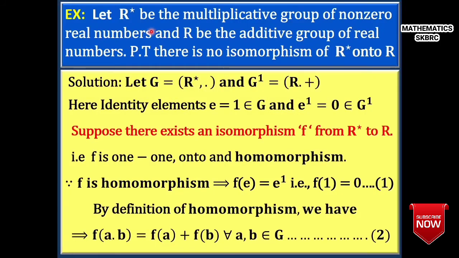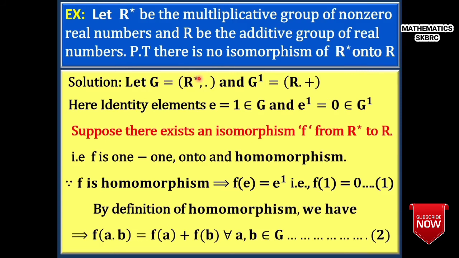This is a concept-oriented example problem on isomorphism. Let R star be the multiplicative group of non-zero real numbers and R be the additive group of real numbers. Prove that there is no isomorphism of R star onto R.